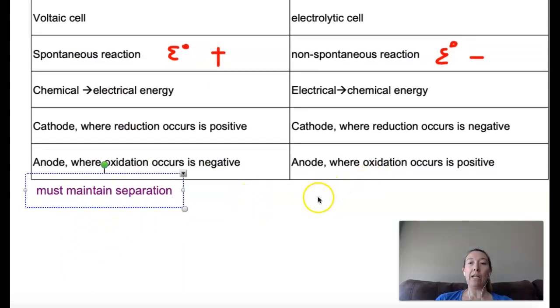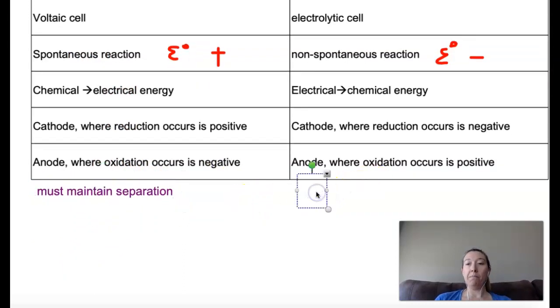But in the case of an electrolytic cell, it doesn't matter if the reactants are in contact or not, because it's a non-spontaneous reaction. Nothing will happen. So you will find that in an electrolytic cell, it's often just one container.